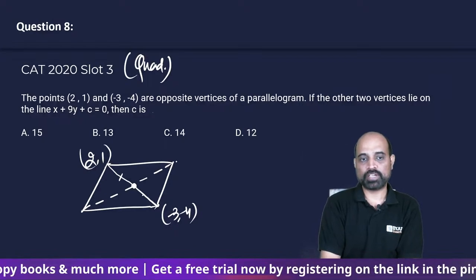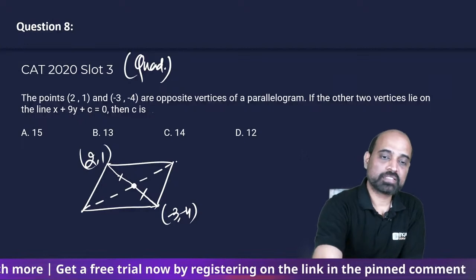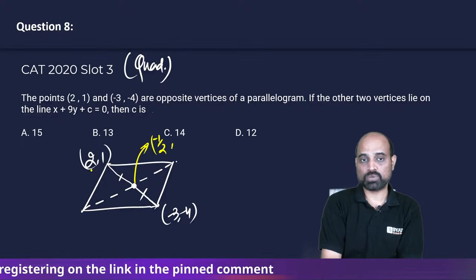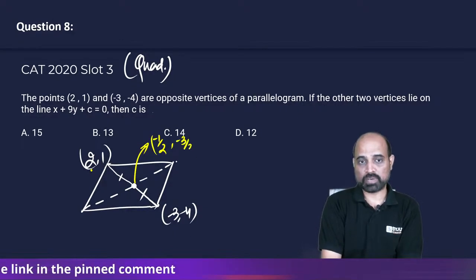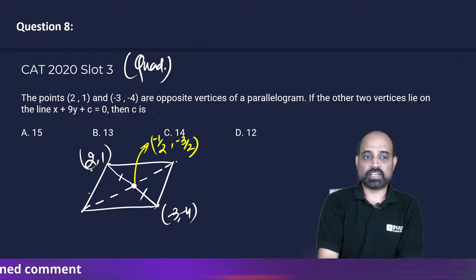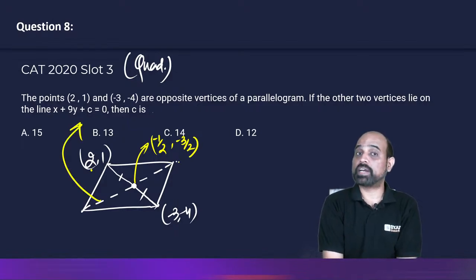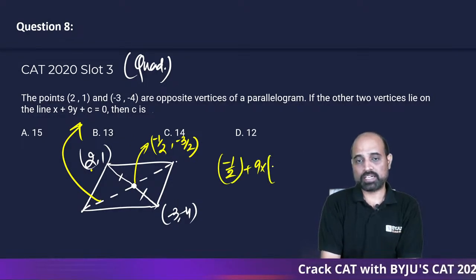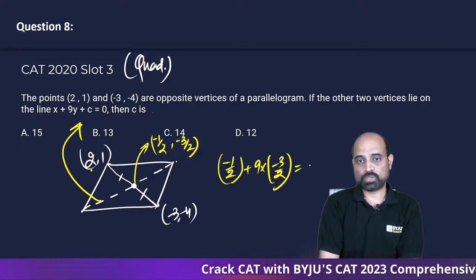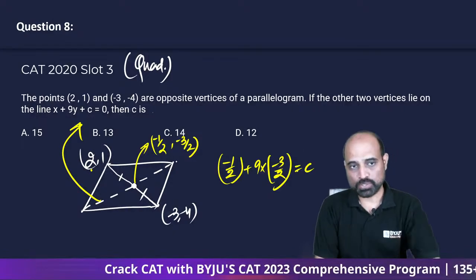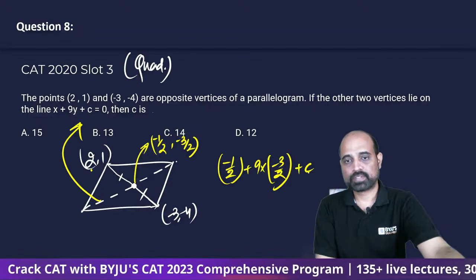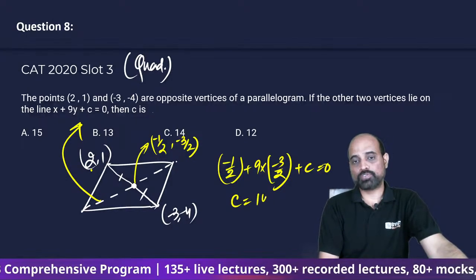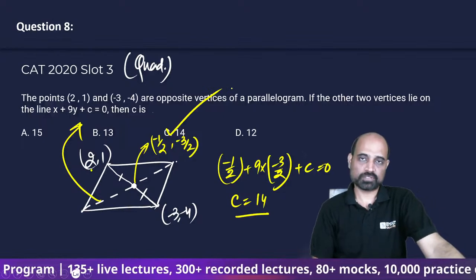If this is the midpoint of the diagonal, that means the coordinate of this is going to be average of 2 and -3, which is -1 by 2. Average of 1 and -4, which is -3 by 2. Now, if this is the equation of the line, that means -1 by 2, -3 by 2 should satisfy this. So -1 by 2 plus 9 times -3 by 2 is equal to D, plus C is equal to 0 here. So from here we will get C is equal to 27 plus 1, 28 by 2, which will give us 14, and C is your answer.